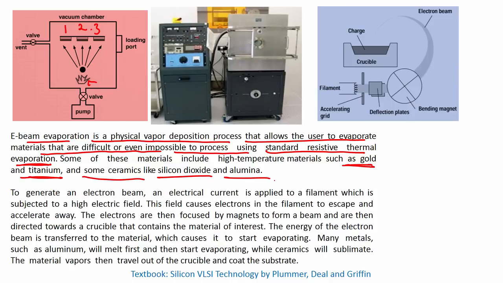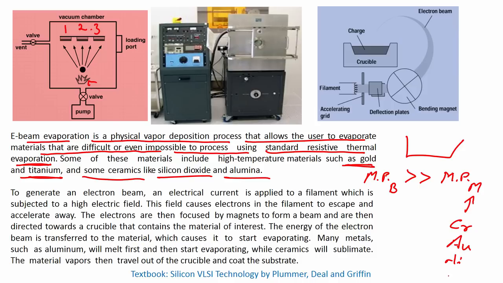But if you find a boat whose melting point is way higher than the melting point of the material, that material can be chrome, that material can be gold, that material can be nickel, that material can be nichrome, right, then I can use thermal evaporator.